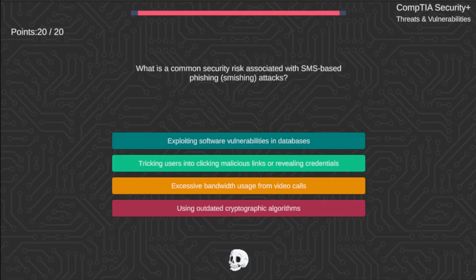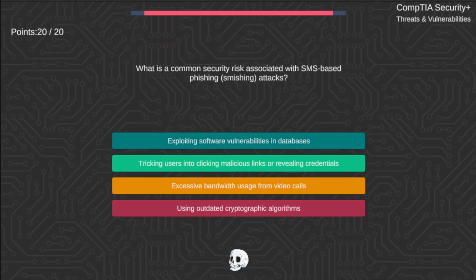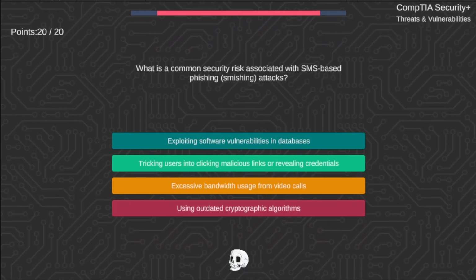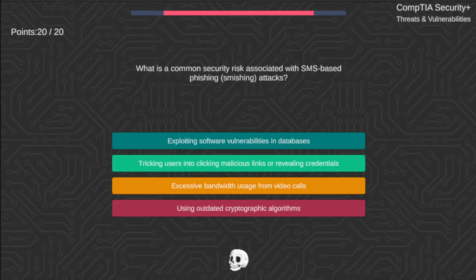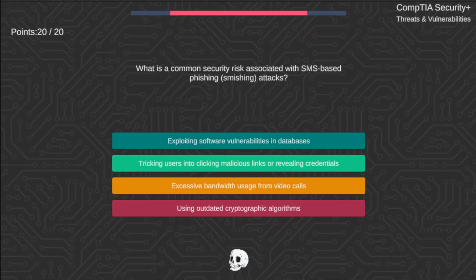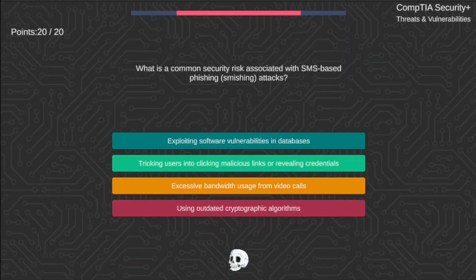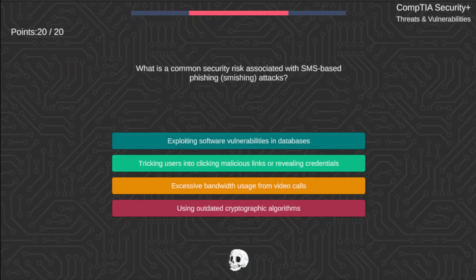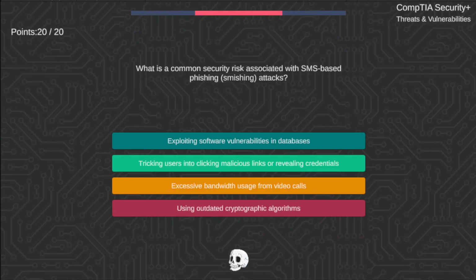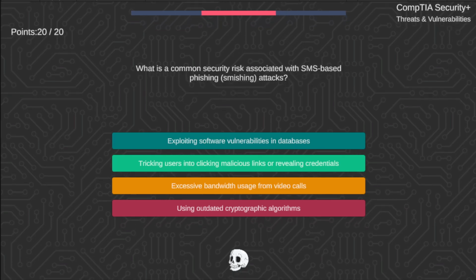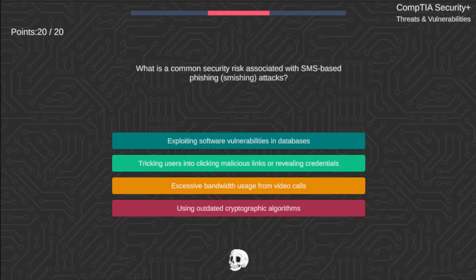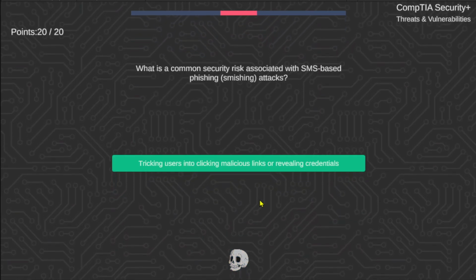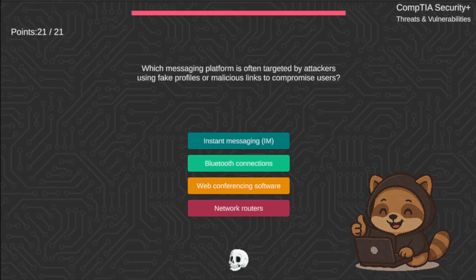What is a common security risk associated with SMS-based phishing or smishing attacks? Exploiting software vulnerabilities and databases, tricking users into clicking malicious links or revealing credentials, excessive bandwidth usage from video calls, or using outdated cryptographic algorithms? Correct answer is tricking users into clicking malicious links or revealing credentials.